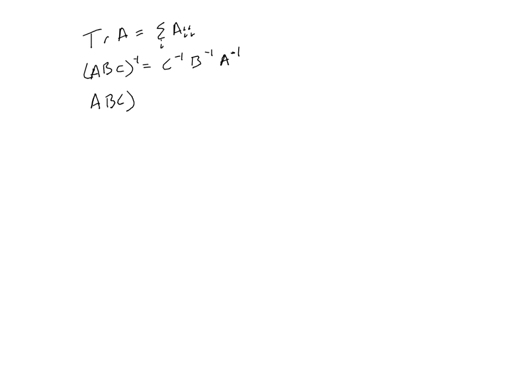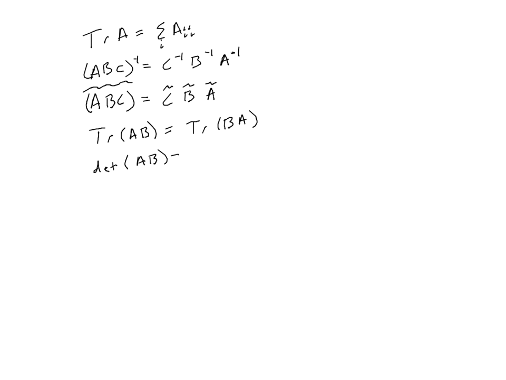If you take the transpose of the three, it is like taking the transpose of C times the transpose of B times the transpose of A. And if you take the trace of A times B, it's equal to the trace of B times A. And if you take the determinant of A times B, it's the same thing as taking the determinant of A times the determinant of B, or the determinant of B times A. So either way, you're in good shape.